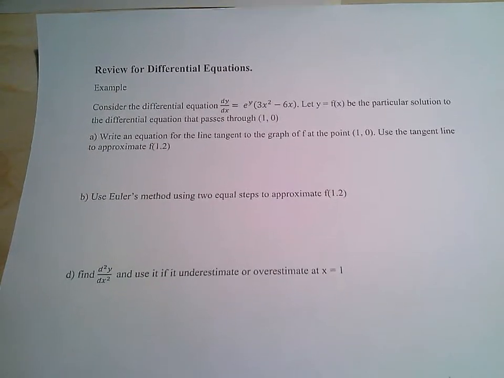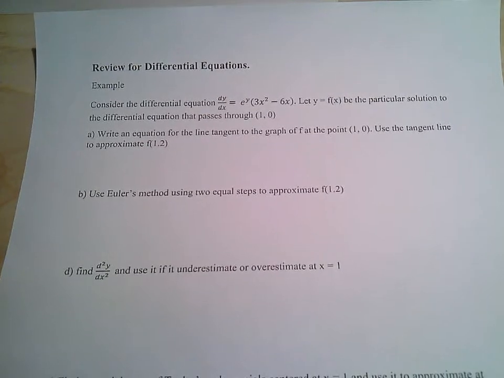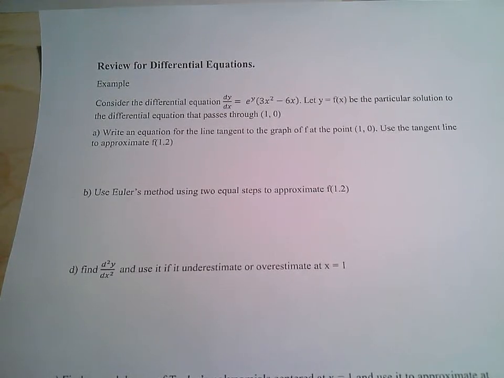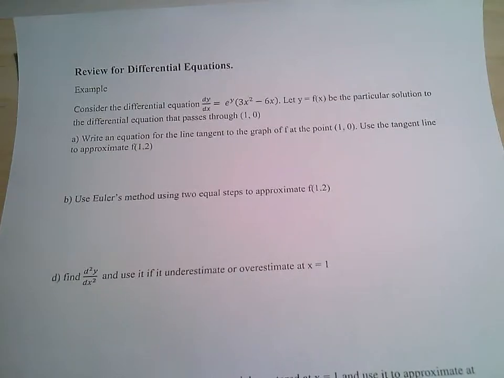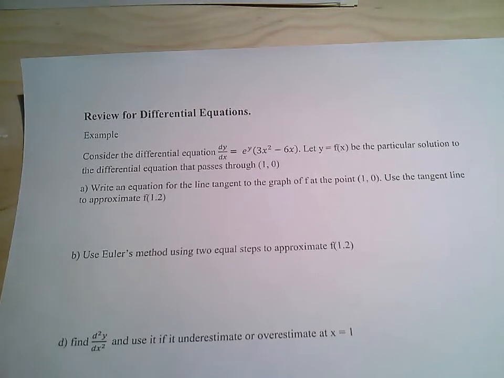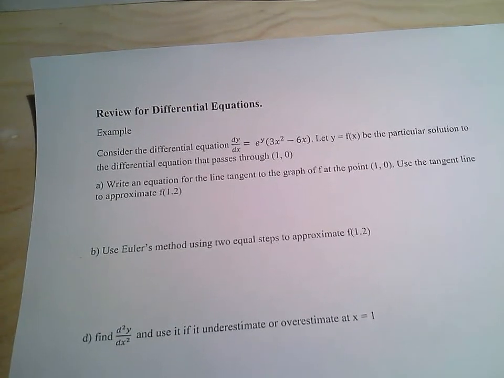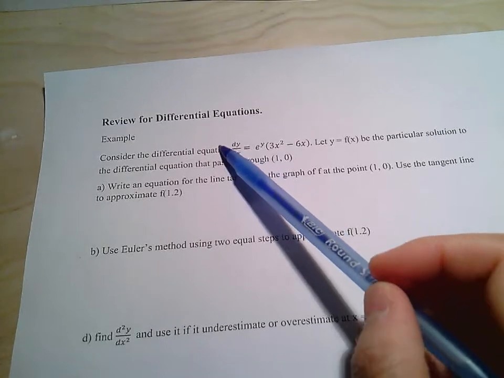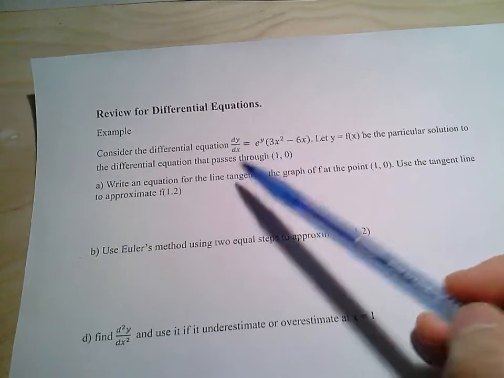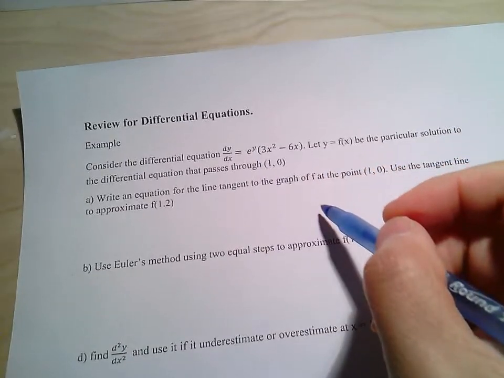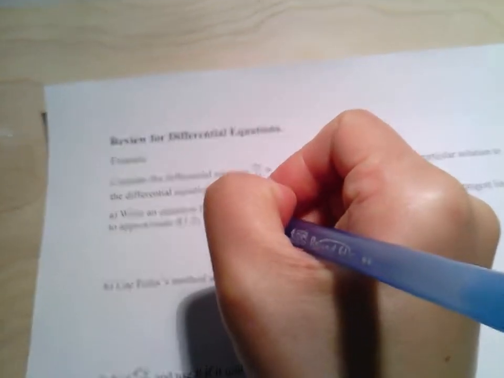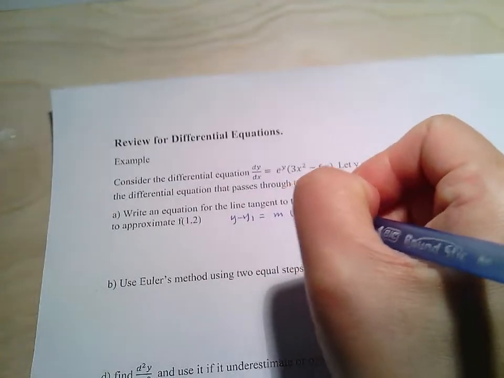This is a typical AP problem. I mixed up the calculator and the non-calculator sections, so maybe at the end for part B, you might have to use a calculator. Okay, let's try part A: write the equation of the tangent line at x equals 1. So dy over dx is the slope, the instantaneous rate of change, the first derivative. The equation of the tangent line is y minus y1 equals m times x minus x1.